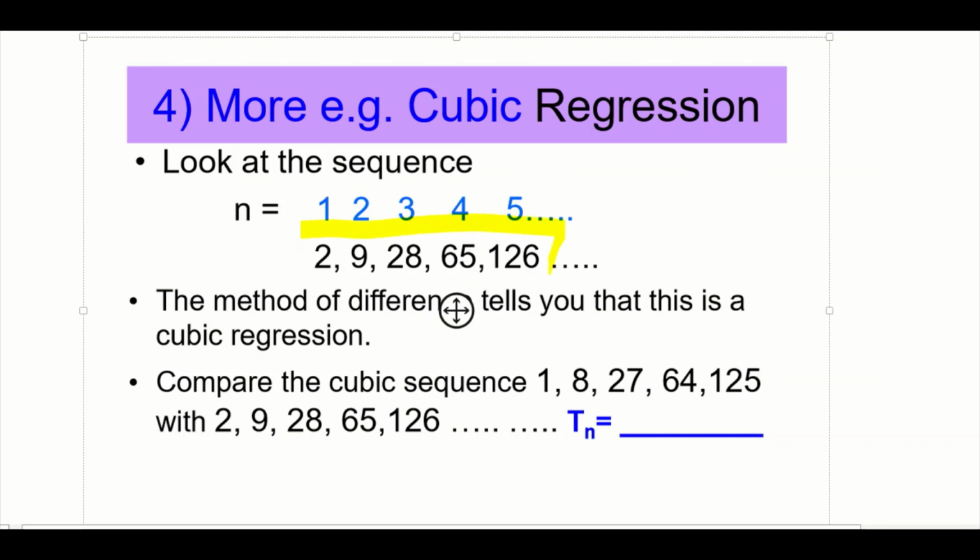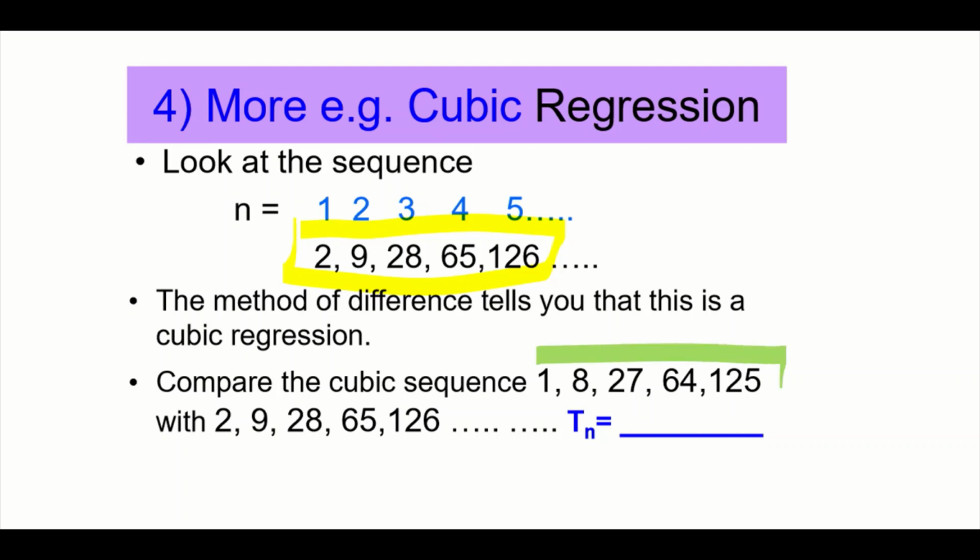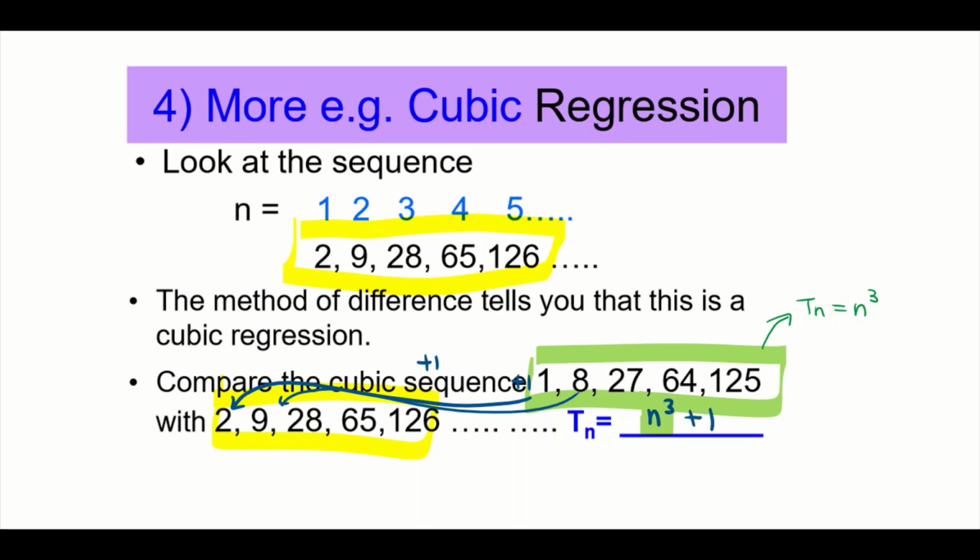So if we look at this second example, 2, 9, 28, 65, and 126, and compare it to the original one, which we now know has the general term n power 3, what would be the new sequence's general term? From 1 to 2, we have to add 1, and from 8 to 9, we have to add 1, and so on and so forth. What I realized is that we will just have to add 1 to the original sequence to get my new sequence. So the answer would be n cubed, which is the original one, and I will have to add 1. So the answer is n power 3 plus 1.